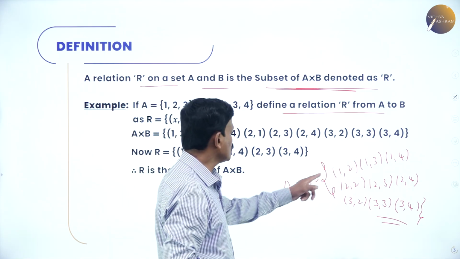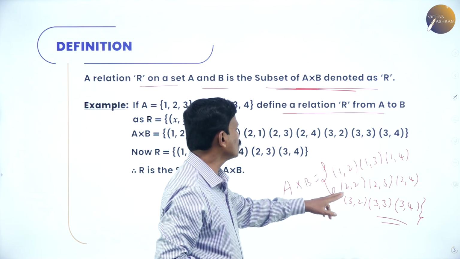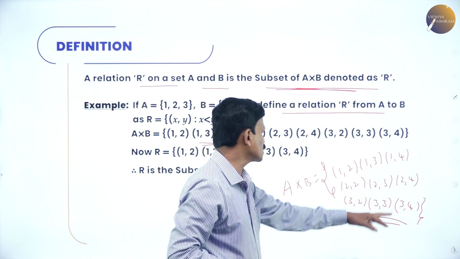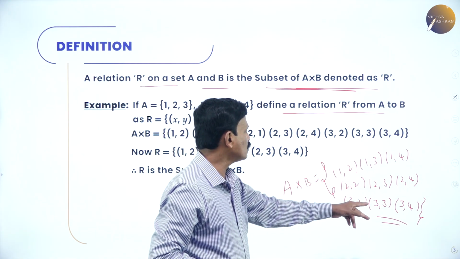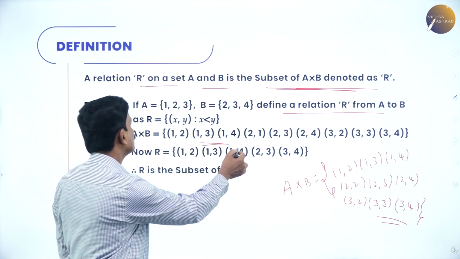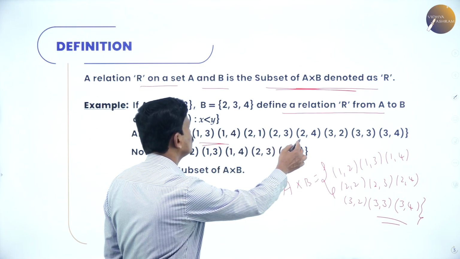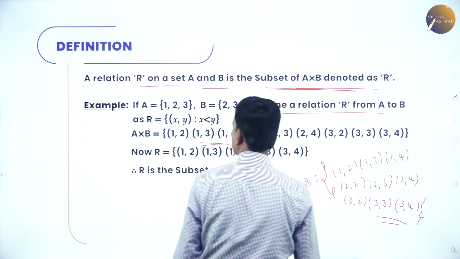That means 1 is less than 2, 1 is less than 3, 1 is less than 4. We cannot take 2 comma 2; 2 is less than 3, 2 is less than 4. We cannot take 3 comma 2 because 3 is greater than 2, and we cannot take 3 comma 3 or 3 comma 4. So 1 comma 2, 1 comma 3, 1 comma 4, 2 comma 1, 2 comma 3, 2 comma 4, 3 comma 2, and we cannot take 3 comma 3 here.